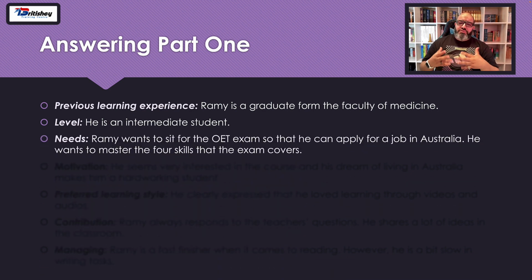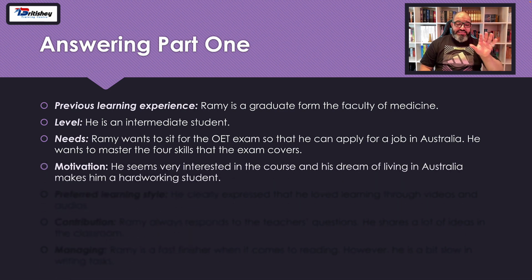Rami wants to sit for the OET exam so that he can apply for a job in Australia. He wants to master the 4 skills that the exam covers. Lovely. Okay. Right. Now, motivation. He seems very interested in the course and his dream of living in Australia makes him a hard-working student.